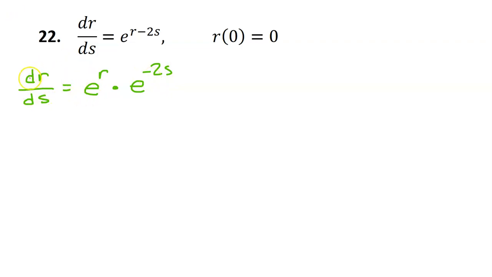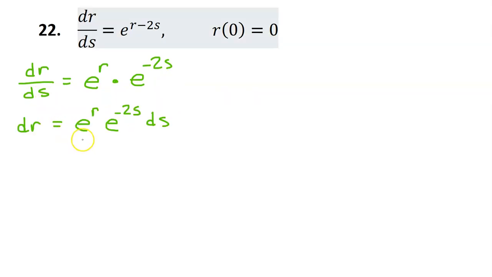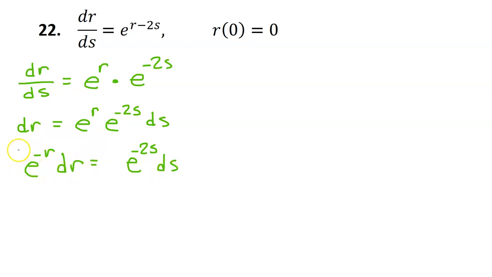I want to get all my r's on the left and all of my s's on the right. Let's multiply both sides by ds to get that ds over on the right. Now let's get e to the r to the other side by dividing both sides by e to the r. But instead of leaving it as 1 over e to the r, let's write it as e to the negative r. Now that we have the r's on the left and the s's on the right, we can integrate both sides of the equation.